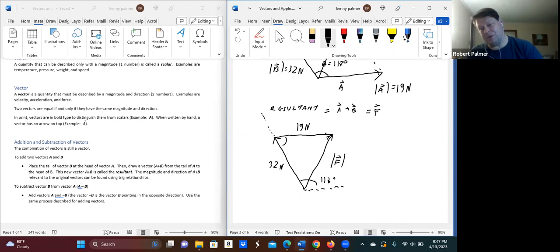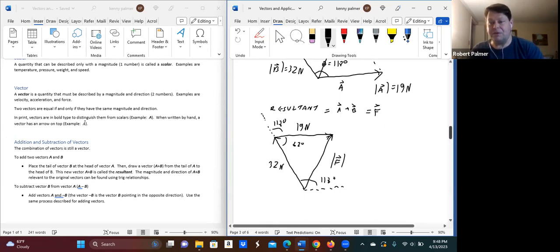So if I draw these, these directions both go in the same direction here. This angle here is 118 degrees. So what I can do is just subtract 180 minus 118, and this angle is going to be 62 degrees. Okay, good. So how does that help us?